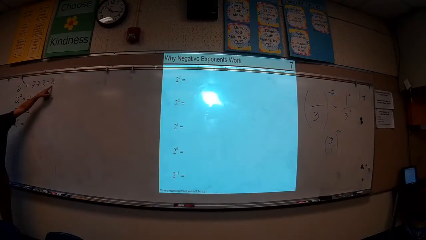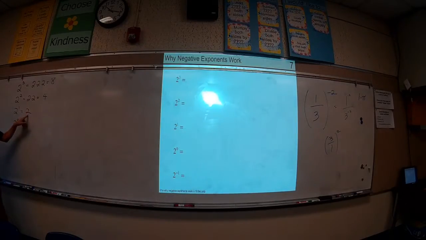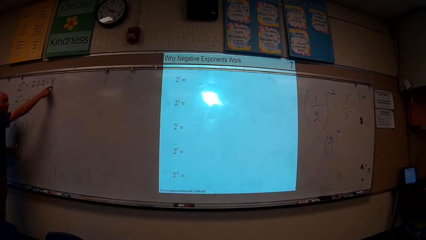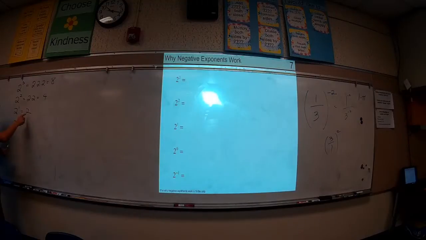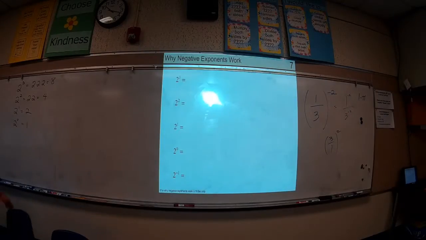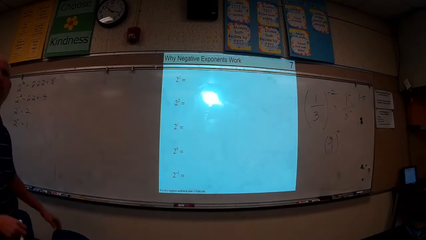What's 8 divided by 2? 4. 4 divided by 2. 2. 2 divided by 2. 1. Look at the pattern. 8 divided by 2 is 4. 4 divided by 2 is 2. 2 divided by 2 is 1. But I know what you're thinking. Yeah, Mr. Barr, but that only works with 2s.